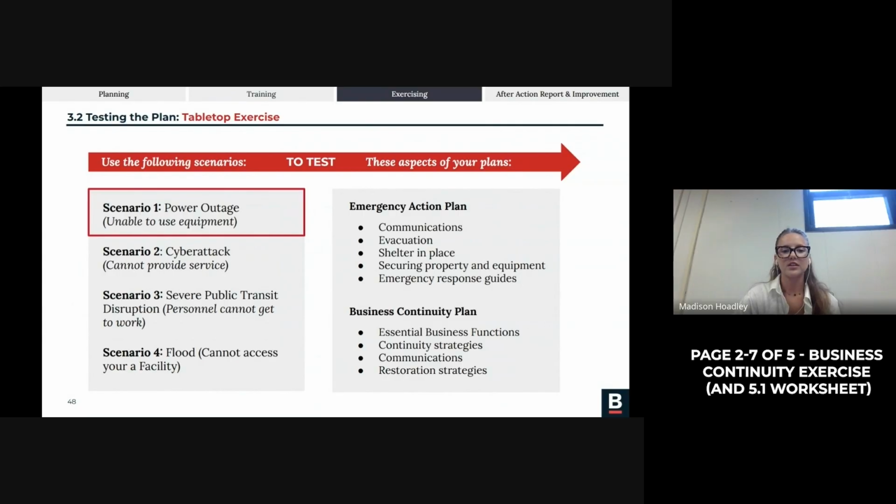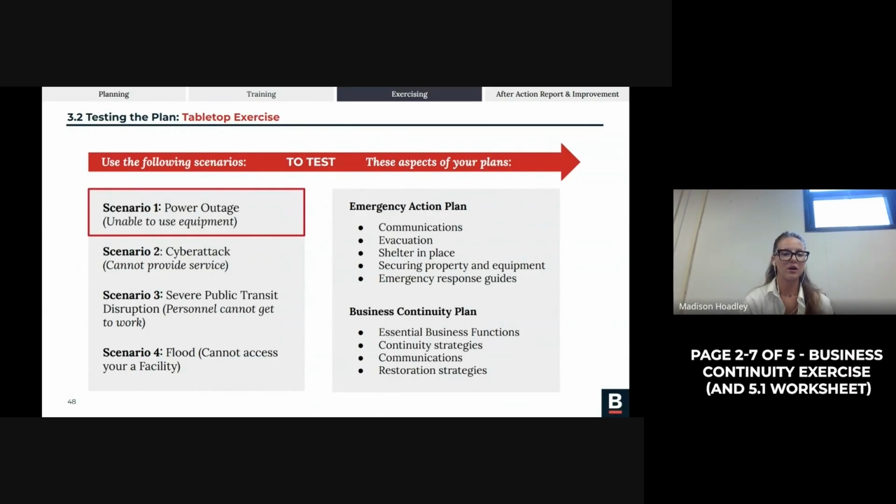So today we'll focus on just one scenario, the scenario outlined in red. It's a power outage. This is a modular system. So the scenarios are designed to help you think through your emergency response and your disruptions and how you'll continue and restore key operations. So there are a total of 4 scenarios.